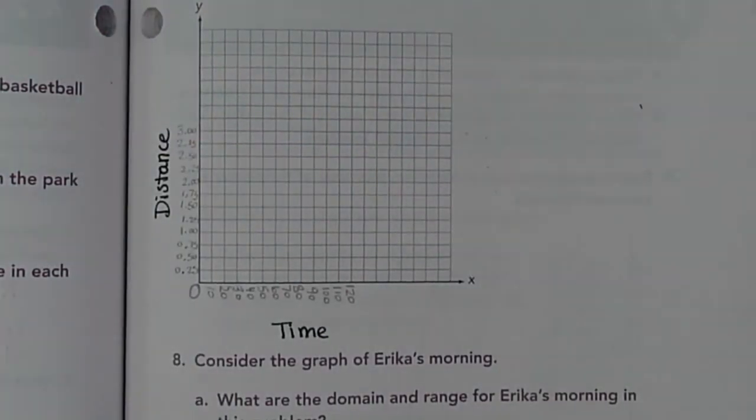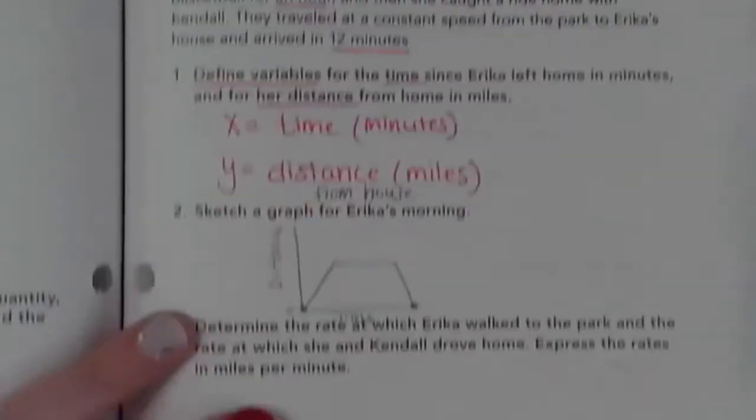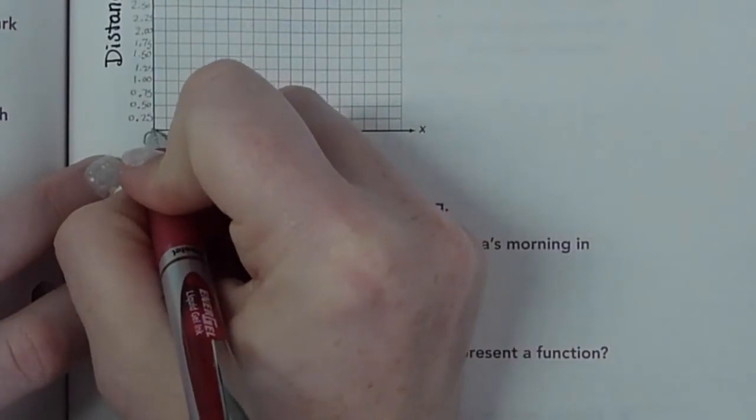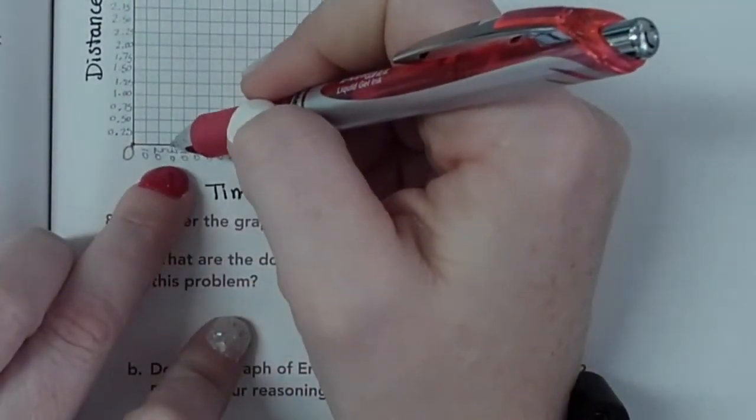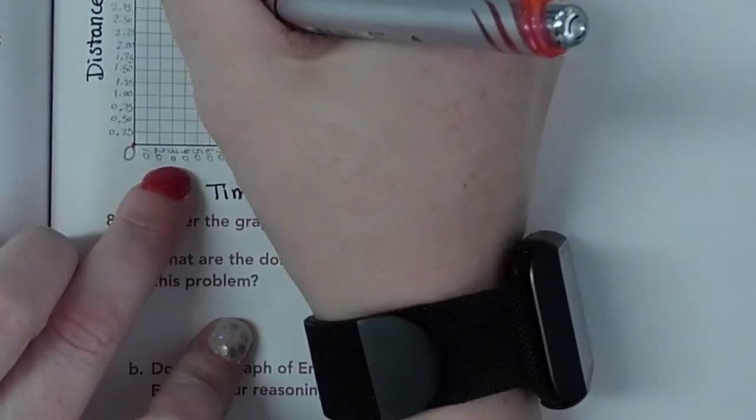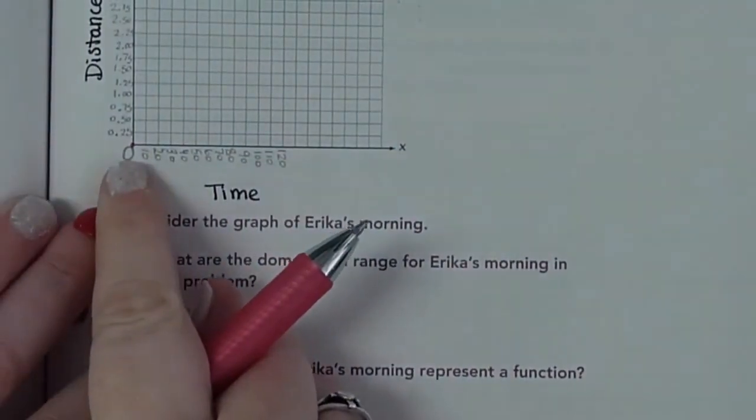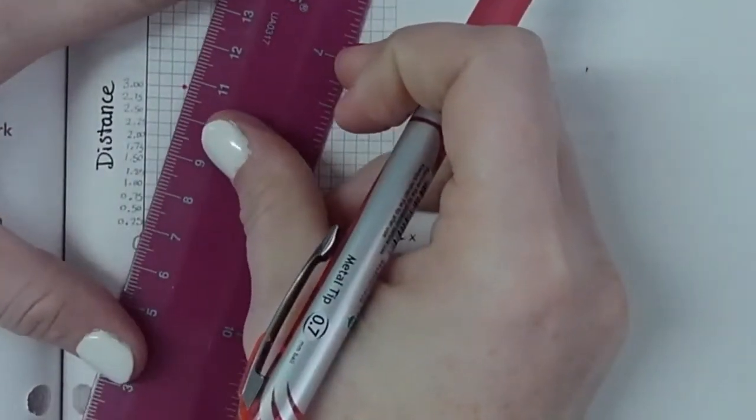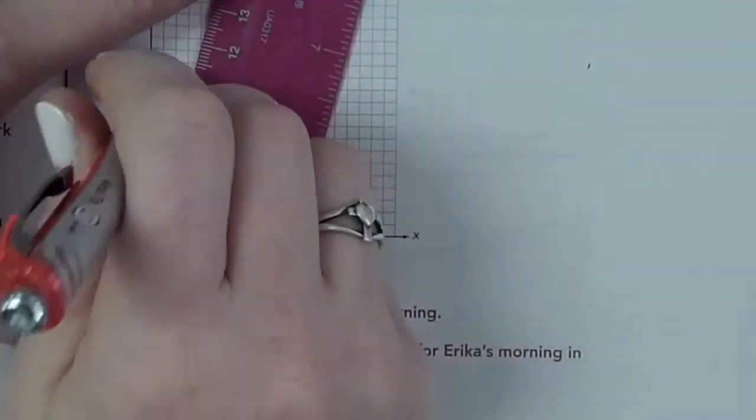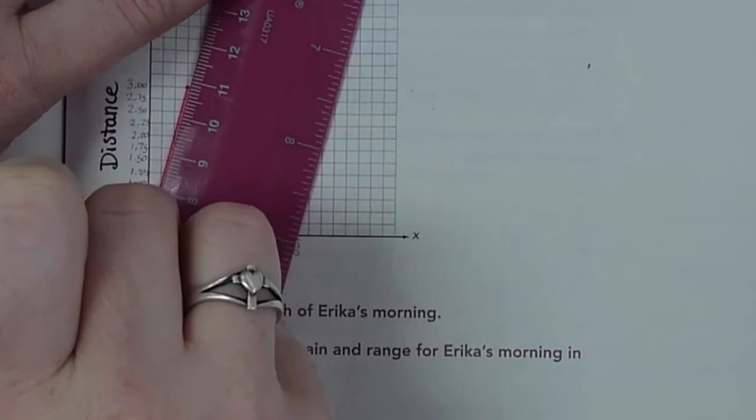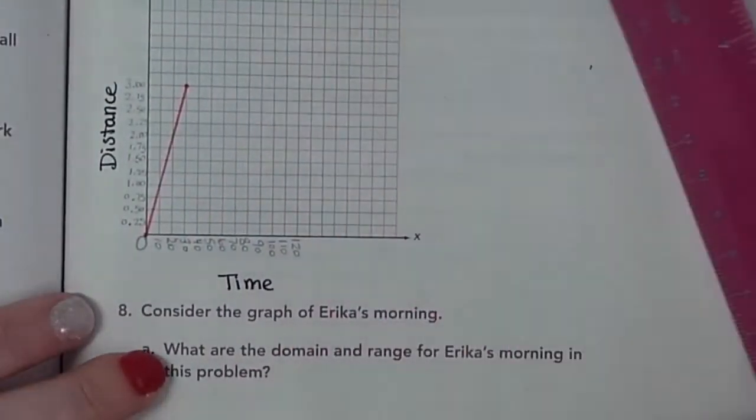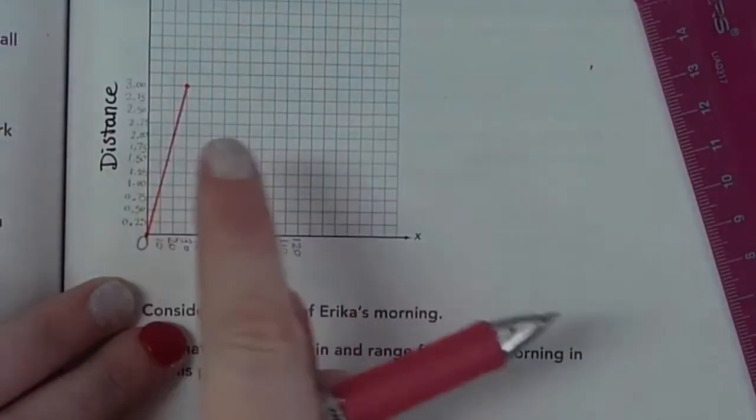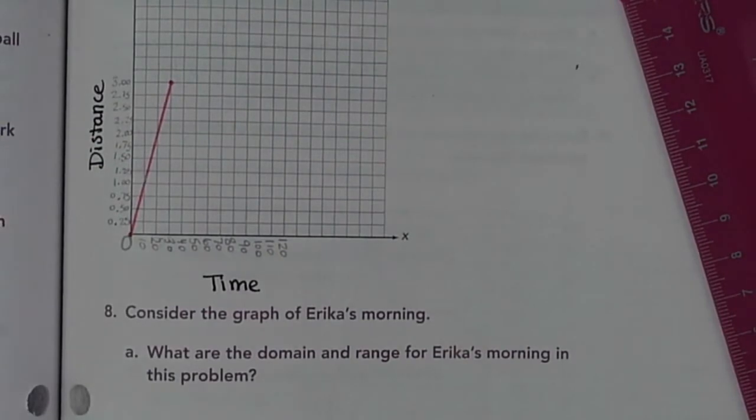Okay, now let's go ahead and graph it. So the first part of the graph we said goes from 0 to 30 minutes. So we're going to start at 0, 0, and it's going to go to 30 minutes, and it's going to be 3 miles away. So in the first 30 minutes, she went 3 miles. So I'm going to graph that. And yes, I know I made a really good line. I've had some practice.